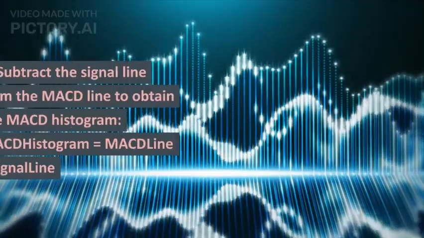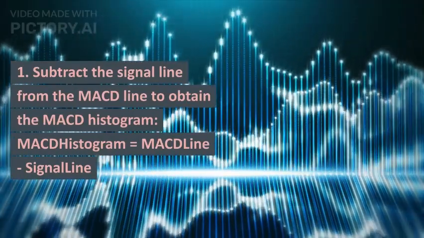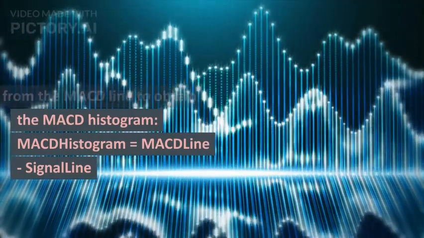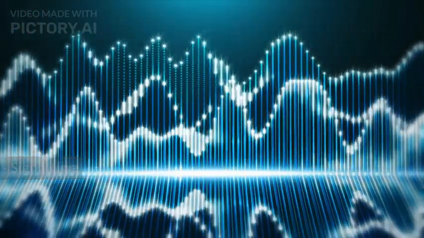Calculate the MACD histogram. Subtract the signal line from the MACD line to obtain the MACD histogram. MACD histogram = MACD line - Signal line.